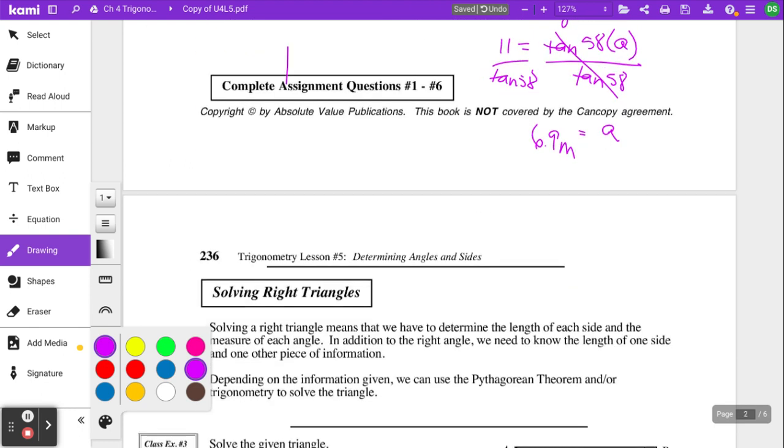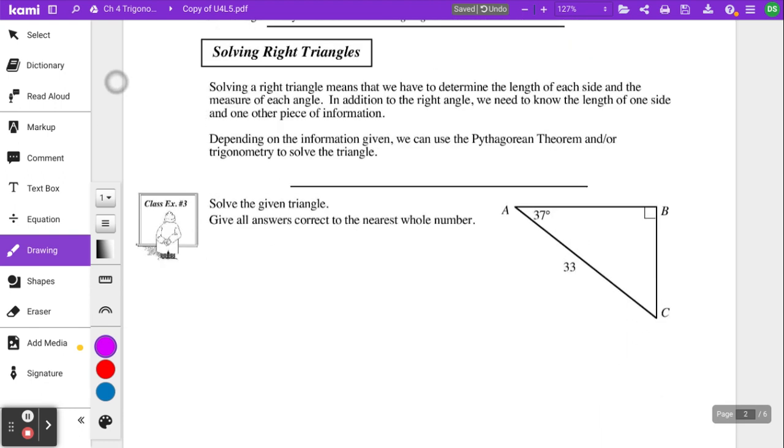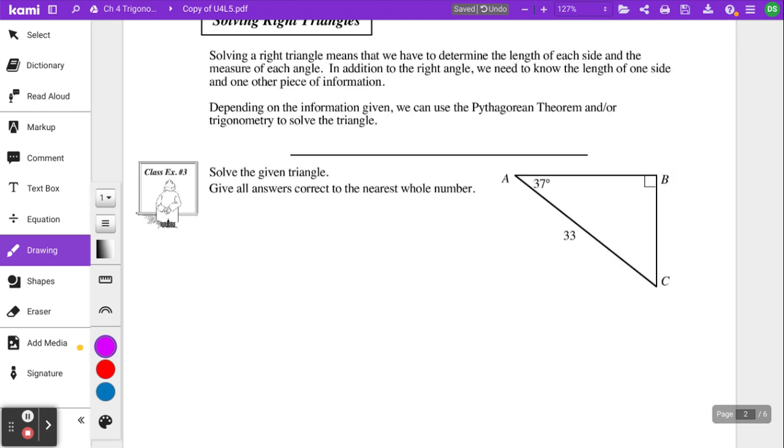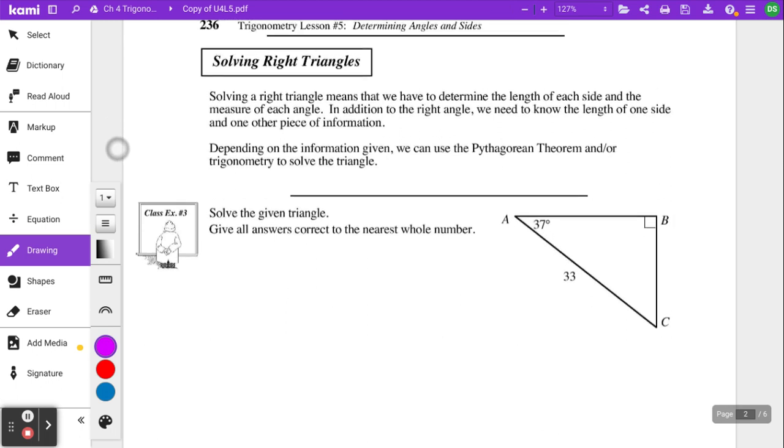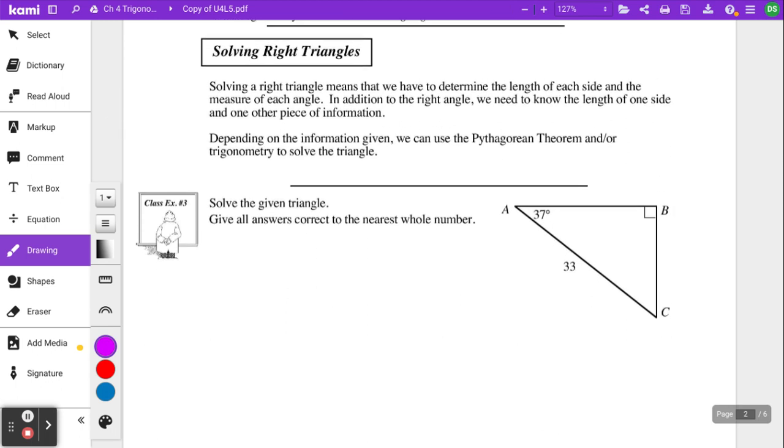Okay, on the next page, I'm not going to work through it. I just want to tell you what it means. When you are asked to solve a triangle, you need to know what that means, okay? Solving means that we have to determine the length of each side and the measure of each angle. In other words, the entire triangle is filled out. Every side, every angle, okay? That's what it means to solve.